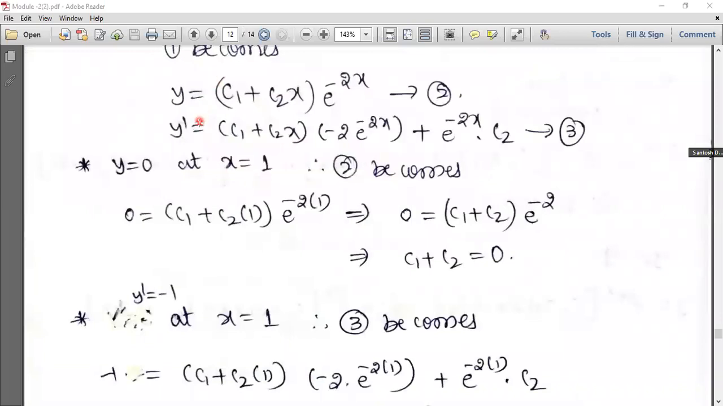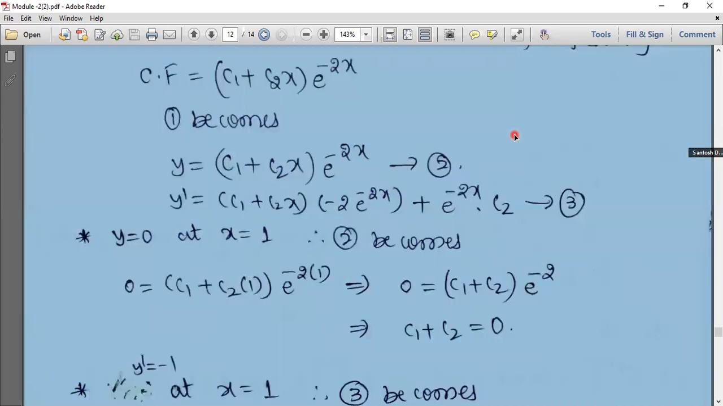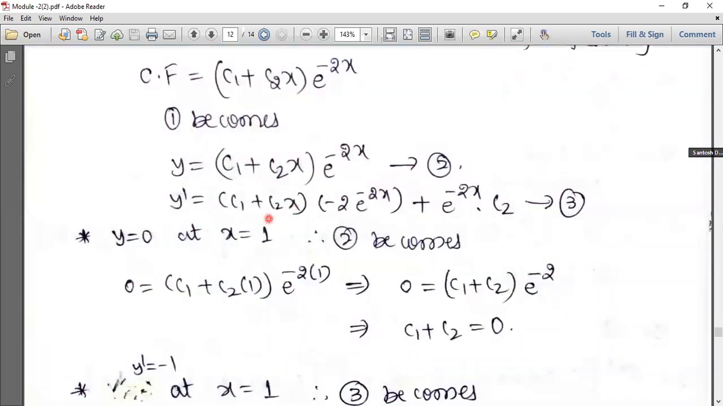So this is y. Next, y dash means I have to differentiate this. This is one function of x and this is one function of x, so I have to use the product rule and differentiate with respect to x. First function as it is, differentiation of the second, that is -2 e raised to -2x, plus second into differentiation of the first.